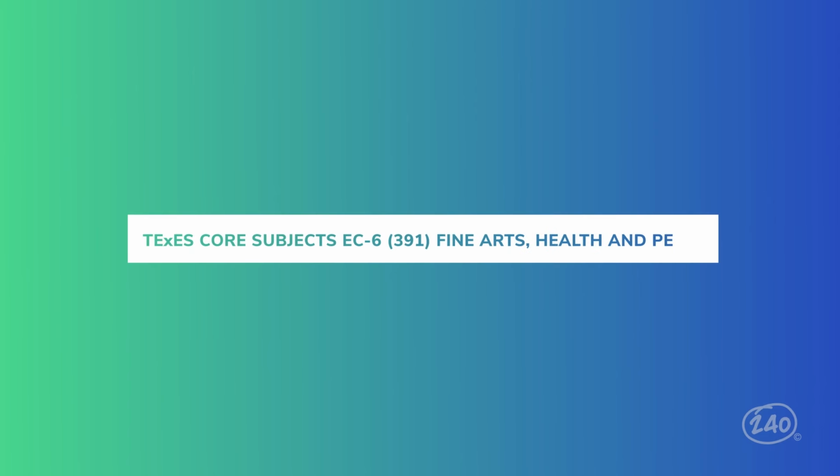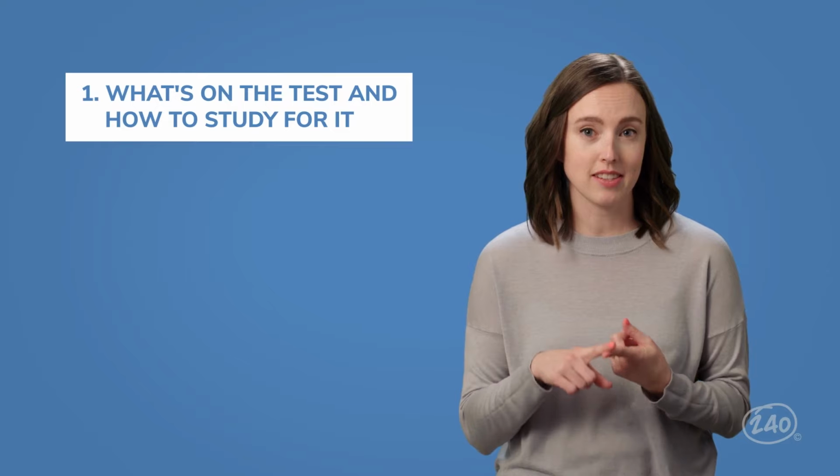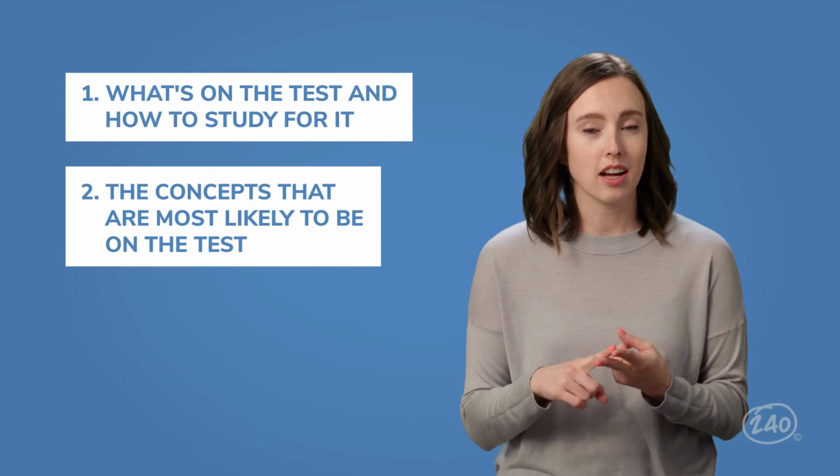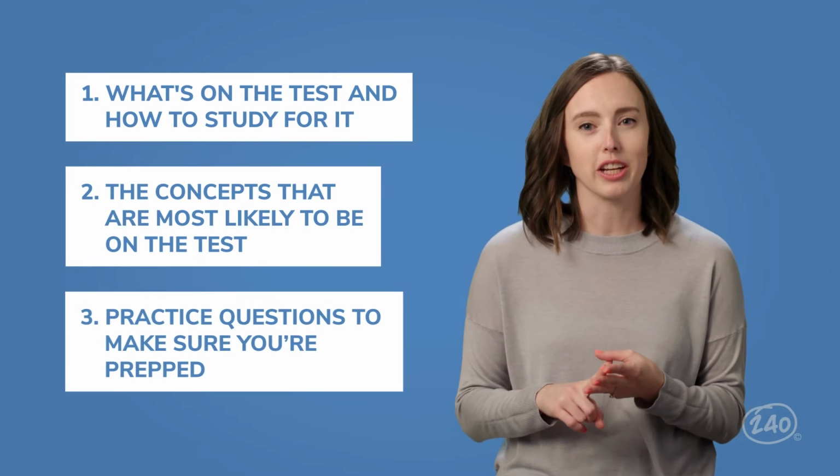There's still plenty more to learn. This video is going to prepare you for the Core Subjects EC-6 Fine Arts, Health, and Physical Education test. And this video is going to cover 3 things: what's on the test and how to study for it, the most likely concepts you'll need to know, and we're going to look at a few practice questions. There's a lot to cover, so let's get started.